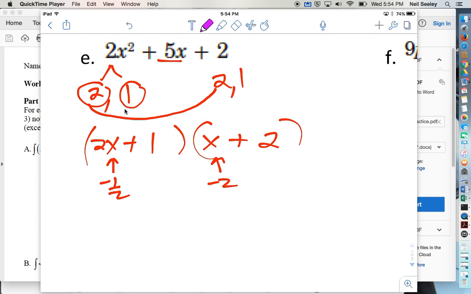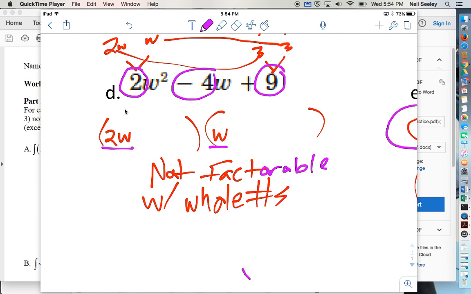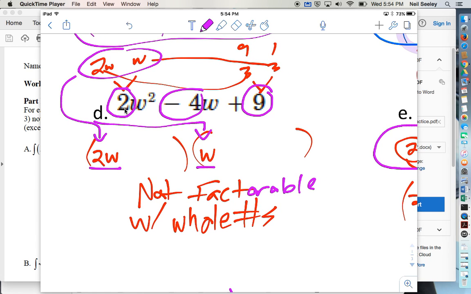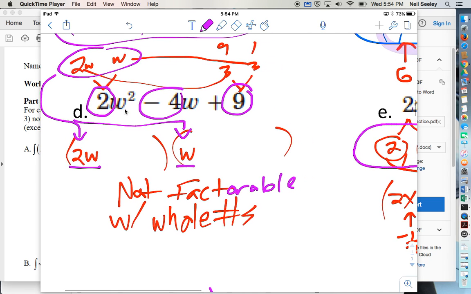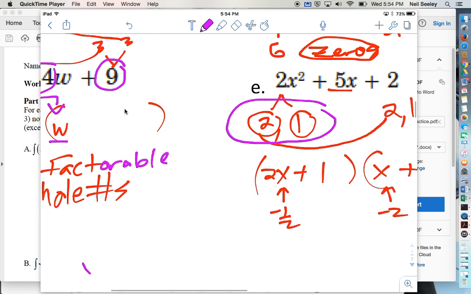In E, this one has factors of 2 and 1 and 2 and 1. If you remember in factoring, it's important to note, we did it in both of these cases, the factors of the lead term, the one that's squared, they always go first in your factor pairs. So 2w and w are going to go in the front of those parentheses. The factors you pair them with, the constant factors, they're within those parentheses, but they're not the lead ones.